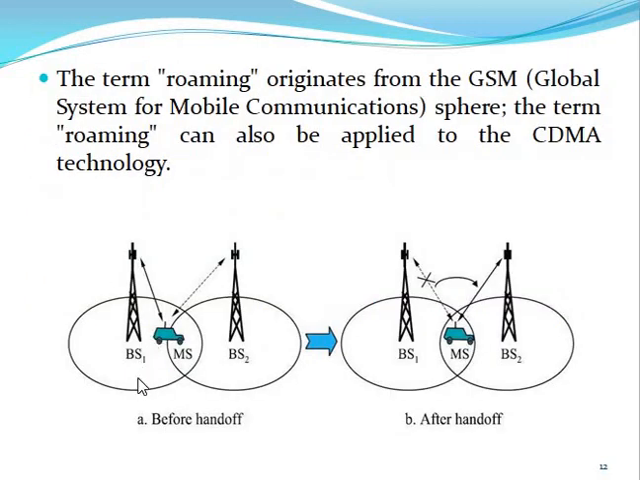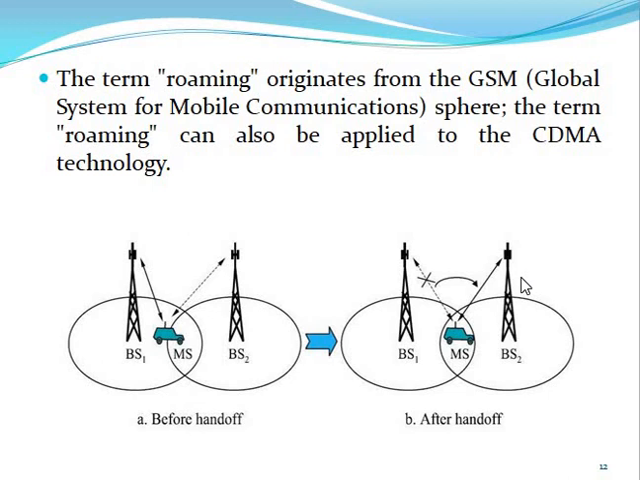So this is one base station. You have moved from one base station to another base station. That time, before the roaming, if you move, your signal is received by this base station. After you have moved from the master station, you have not disconnected from this network, but moved directly to this base station. So this is the importance of roaming.